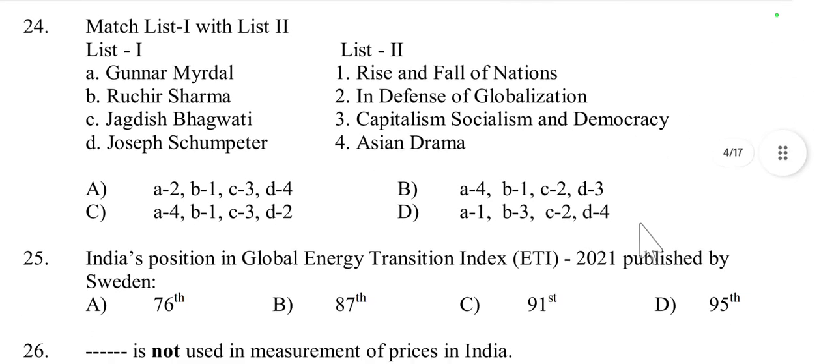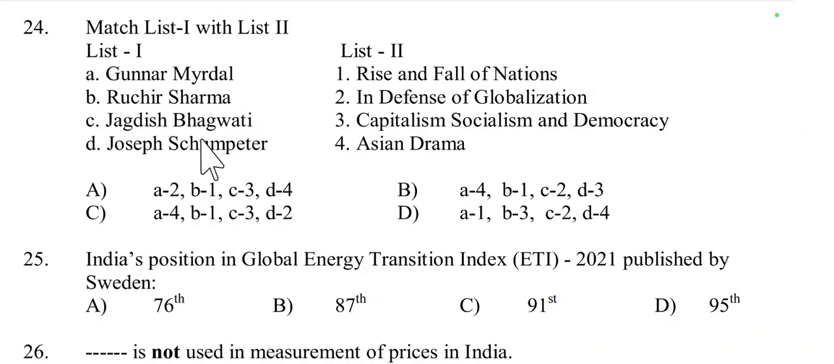Then the List 1 and List 2 matching question: Gunnar Myrdal, Ruchir Sharma, Jagdish Bhagwati, Joseph Schumpeter. Question number 24. First one, Gunnar Myrdal gave the concept of Asian Drama. Gunnar Myrdal, Asian Drama. Then Ruchir Sharma gave the concept of the rise and fall of nations. Then Jagdish Bhagwati gave the concept of defense of globalization. Then Joseph Schumpeter, Schumpeterian theory, capitalism, socialism and democracy. So here 24: A4, B1, C2, D3. So B is the right option.